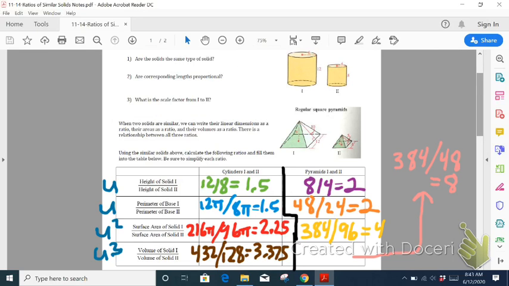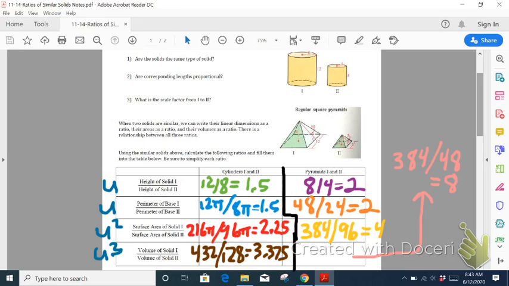Alright, so let's talk about what we found. First, I didn't write units by each measurement because I didn't have enough room, but I wrote them on the left in that darkish blue. So height and perimeter, you're going to measure those in units like feet or centimeters. Surface area is going to be in square units like square inches, and volume is going to be in cubic units like cubic meters.